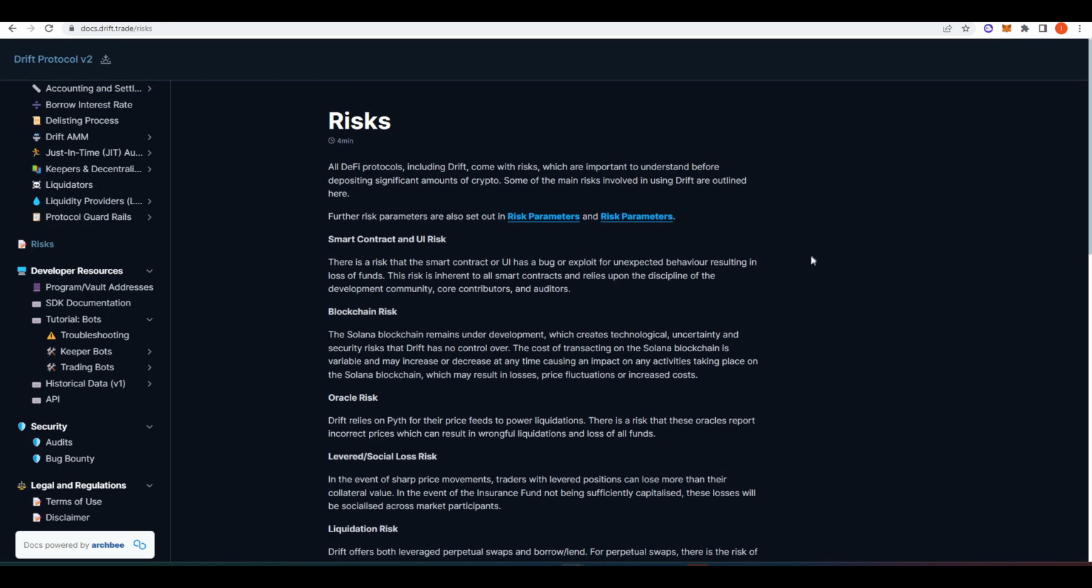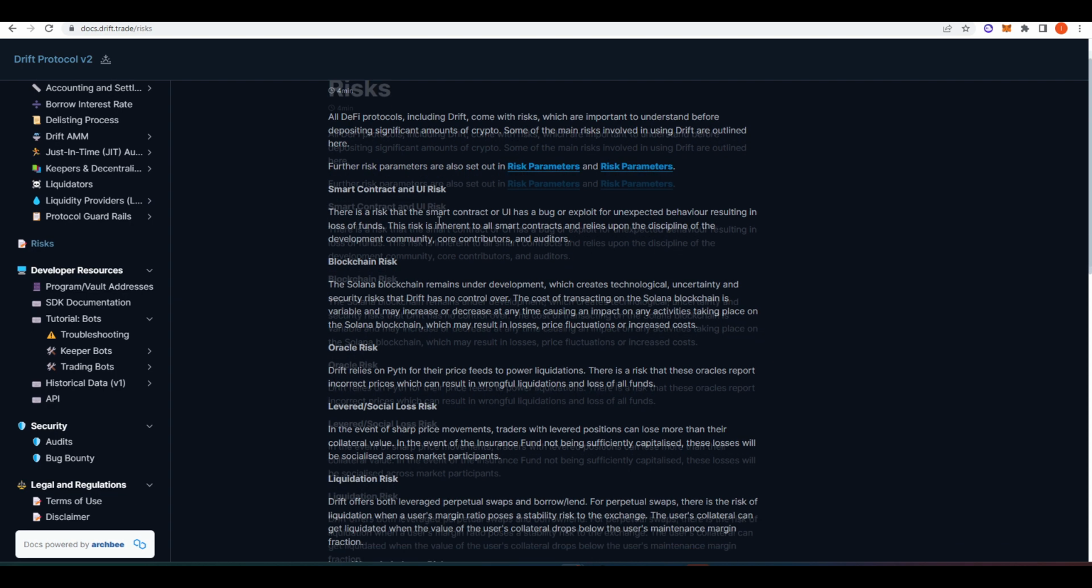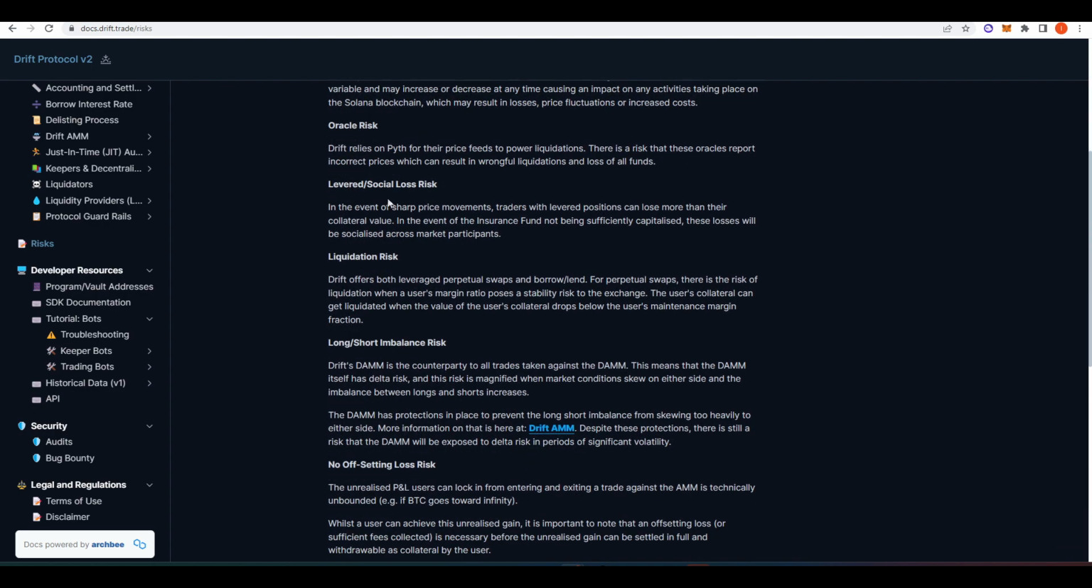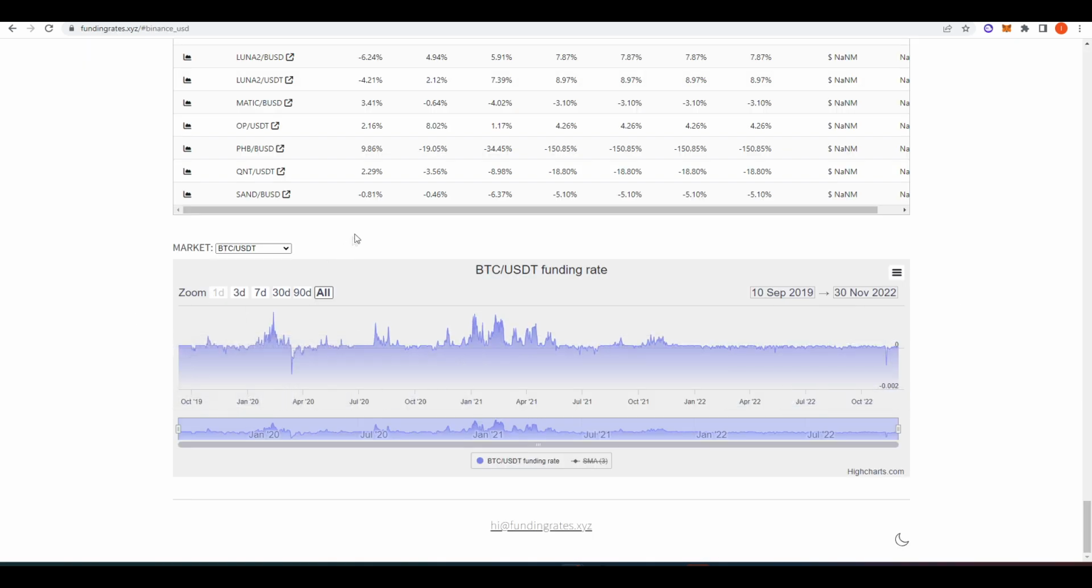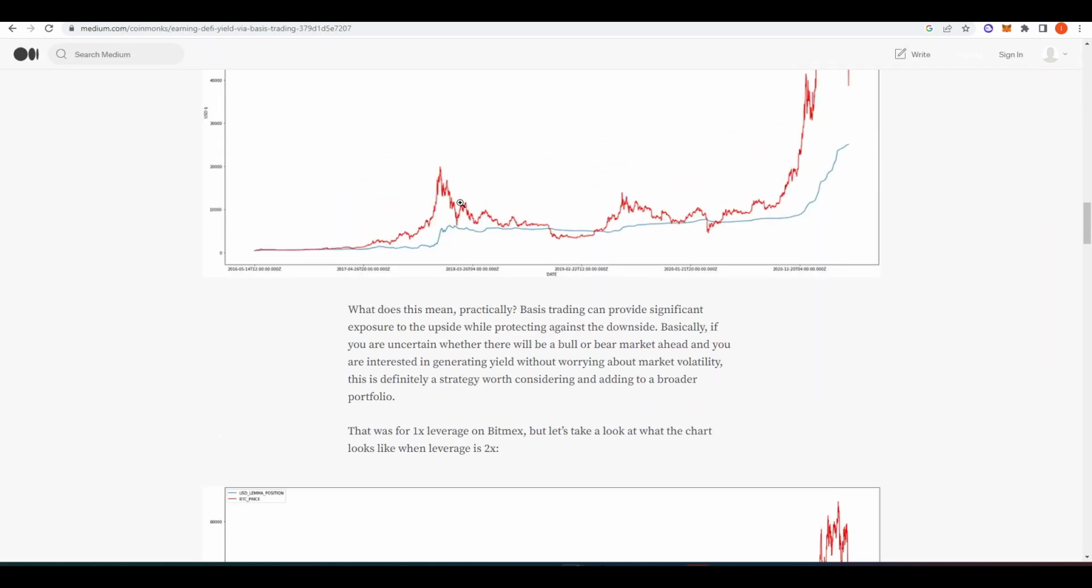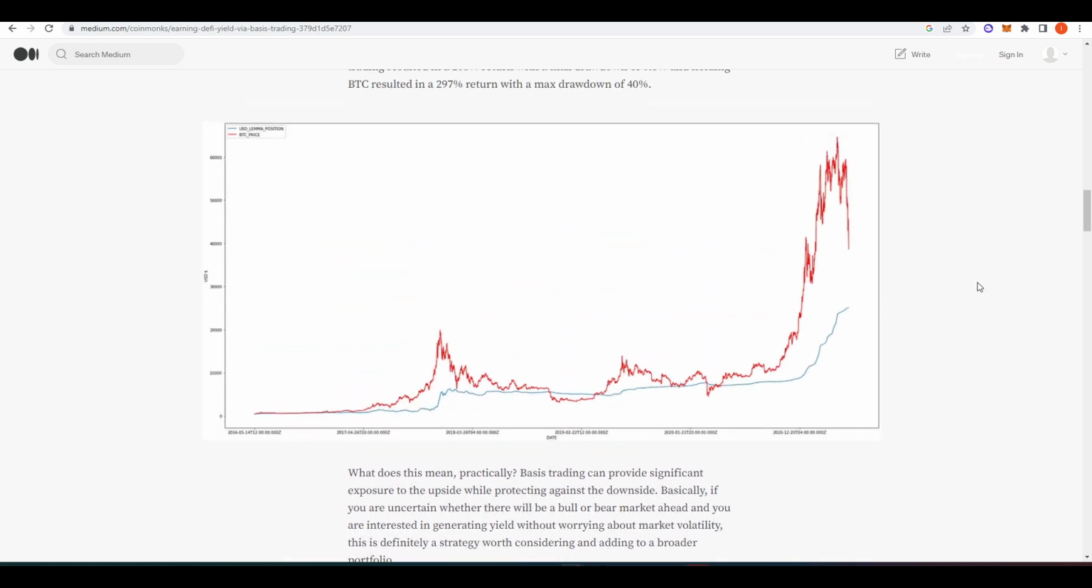So there definitely are risks to executing this strategy. Just generally, if you're doing it on a DEX, for example, you have smart contract and user interface risk, blockchain risk, oracle risk, liquidation risk. And some of these risks also exist on centralized platforms as well, so don't think it's just DEXs that you might have a problem doing this on. And just generally as well, if the funding rate goes against you for quite a while, this could eat into your profits. As we've seen here, it went against you in early 2018. And if we have a strong bear market, it could go against you as well.